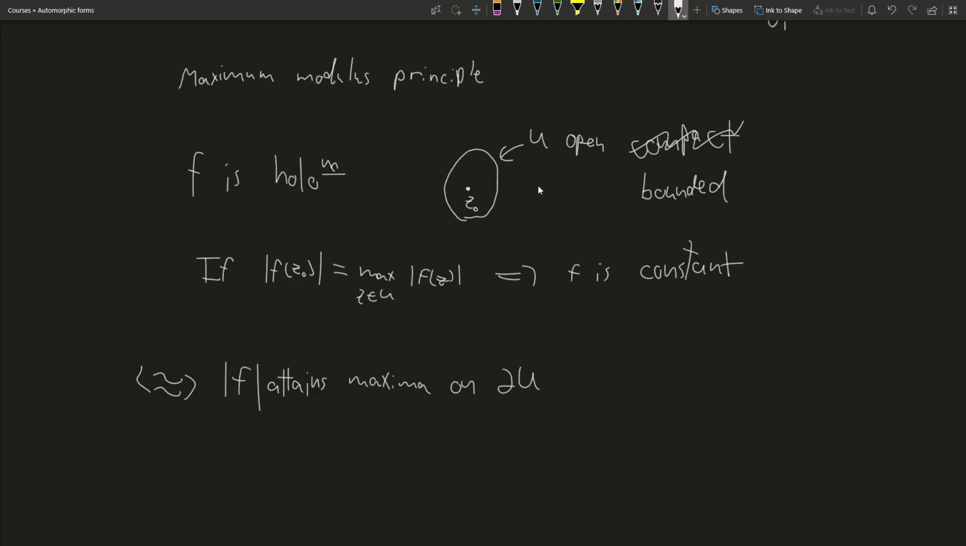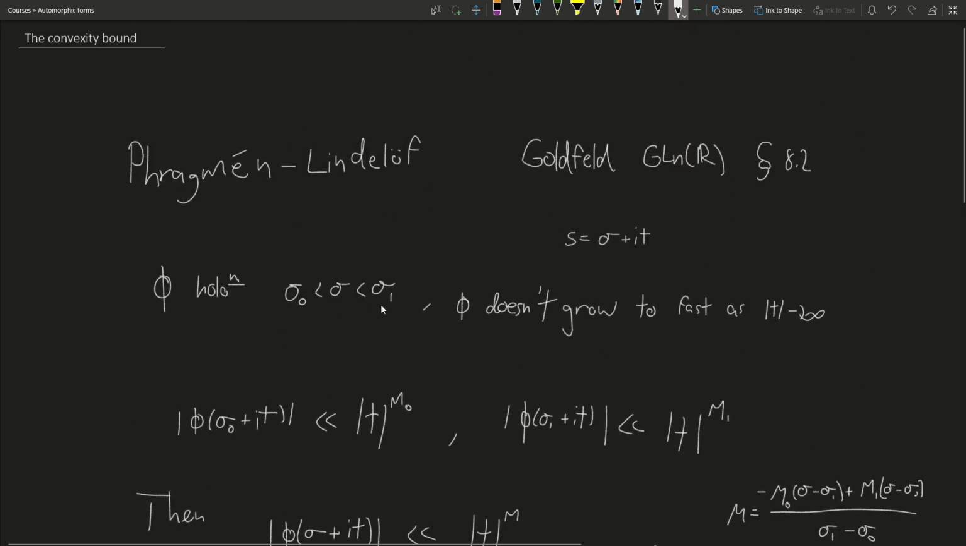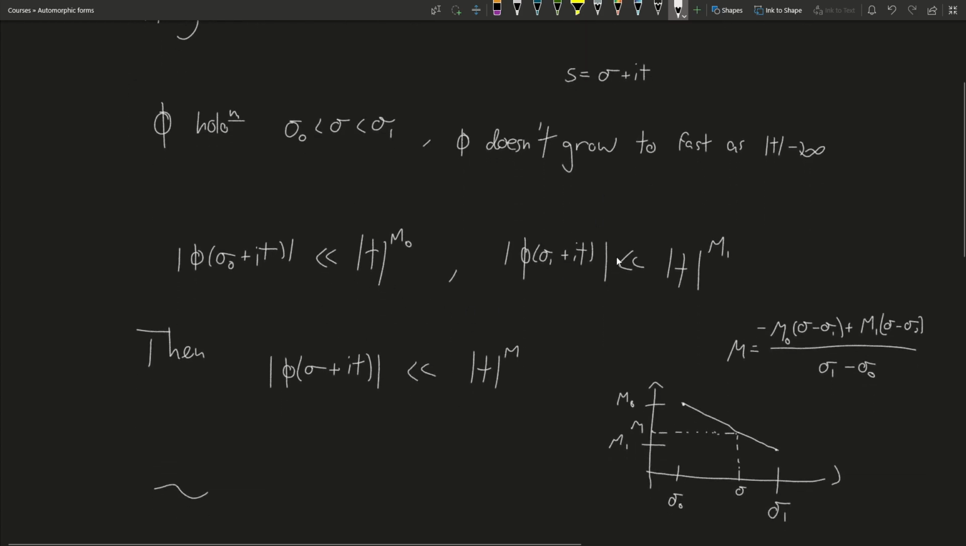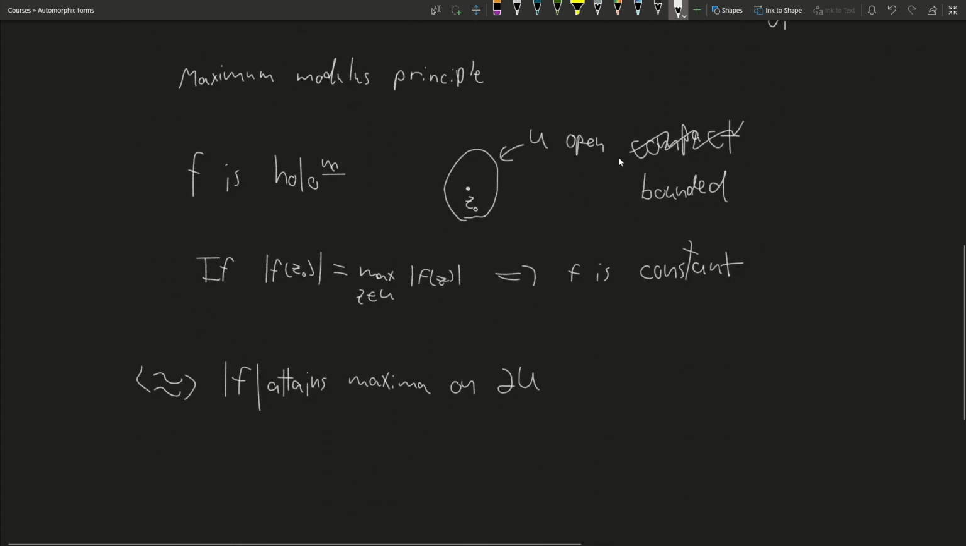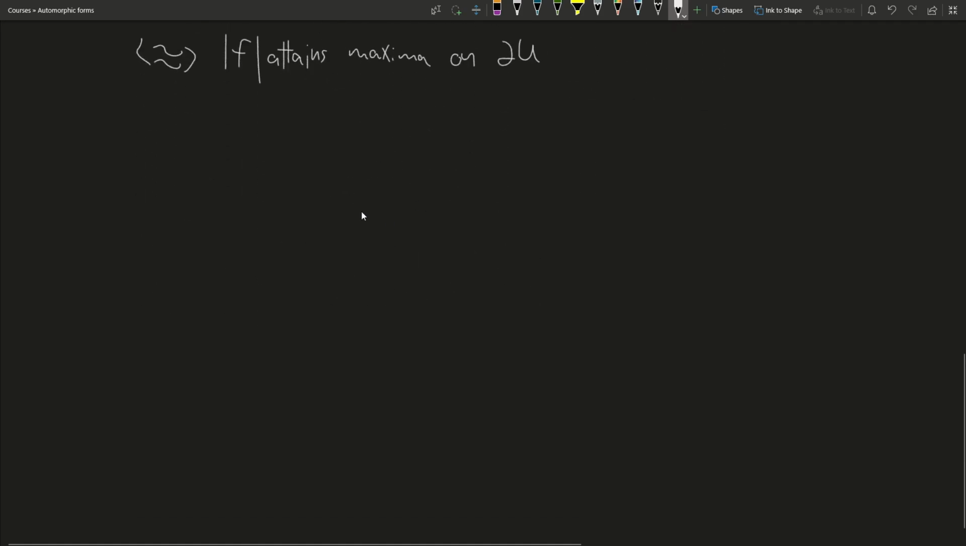And so the Phragmen-Lindelof principle operates in some vertical strip, right? So as the imaginary part goes to infinity, it's not some bounded region, so you can't apply the maximum modulus principle. But in spirit, the Phragmen-Lindelof principle is the maximum modulus principle on vertical strips. Okay, so why do we care about the Phragmen-Lindelof principle? Well, it's because of something called the convexity bound.